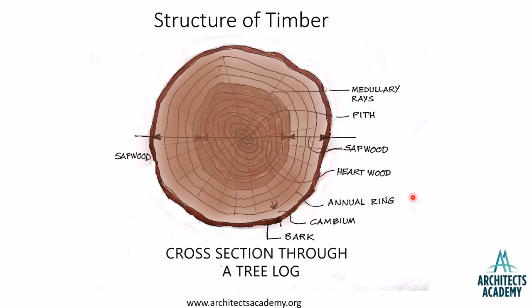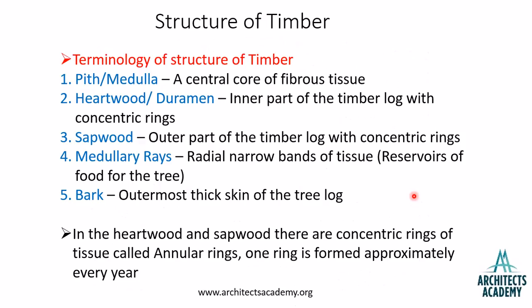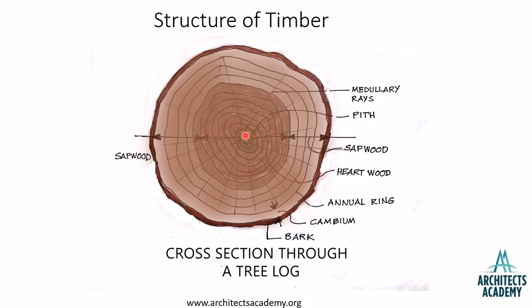So let us try and see the different terms again and their definitions in the next slide. Like we discussed earlier, pith is the central part of the tree, the central core of fibrous tissue. The heartwood or the duramen is the inner part of the timber log with concentric rings. So this is the pith, and the portion from this point to this point, this complete darker portion which you see here, is called the heartwood or duramen.